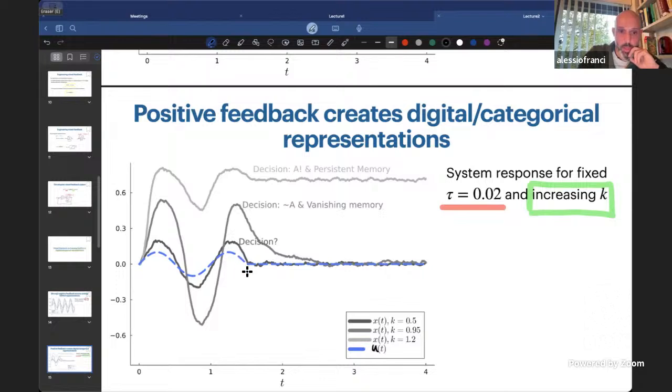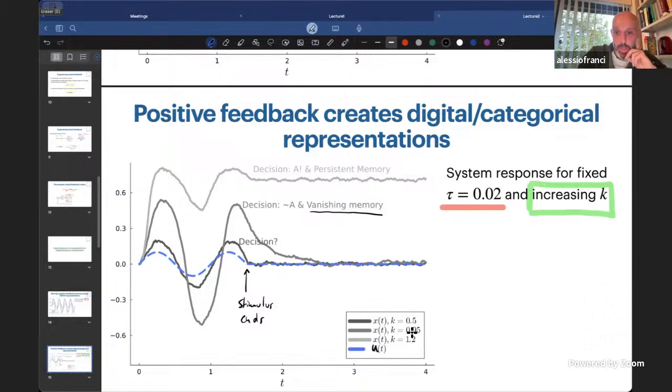So the stimulus ends here. But for k equals 0.95, it takes quite a bit after the stimulus ends to return to the basal response, meaning that now the system has a sustained but still vanishing memory.